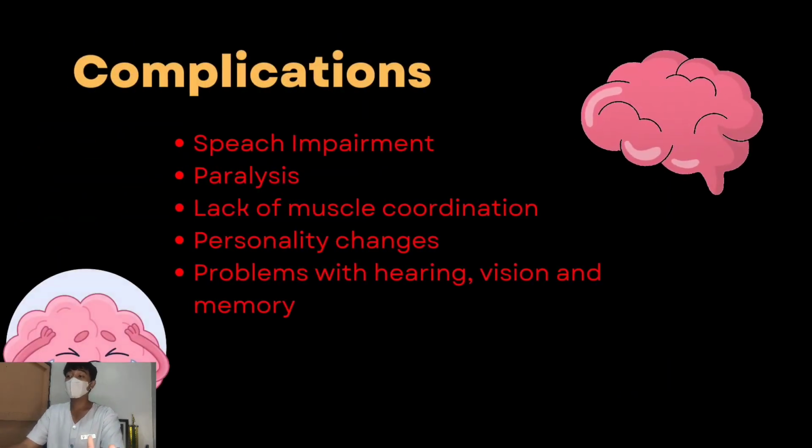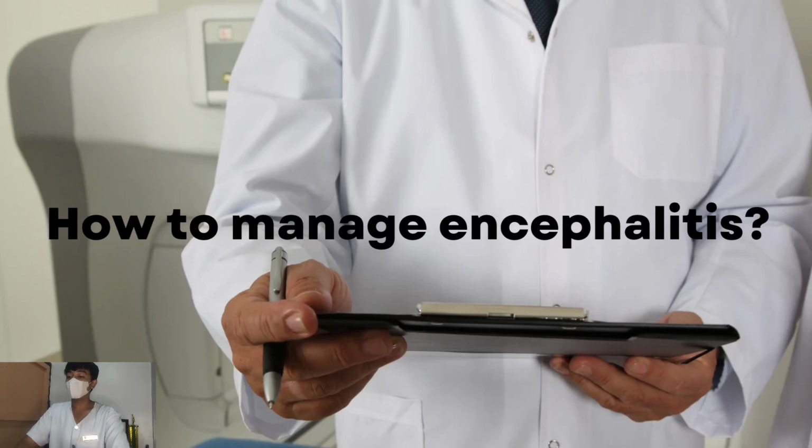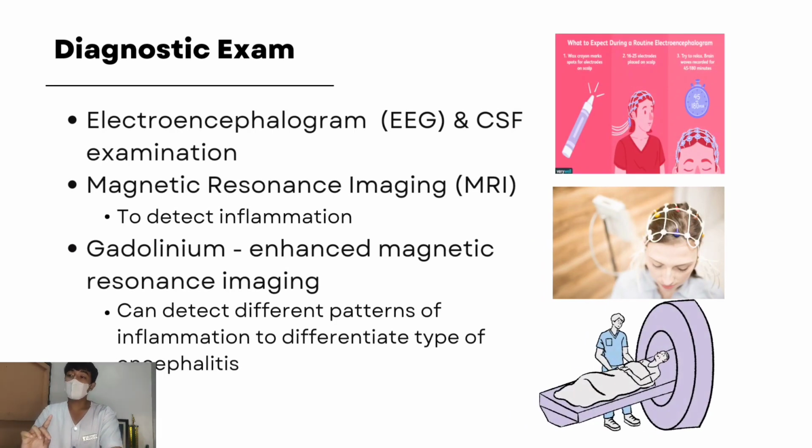Complications: speech impairment, paralysis, lack of muscle coordination, personality change, and problems with hearing, vision, and memory. So, how to manage encephalitis? Diagnostic exam: electroencephalogram or EEG and CSF examination. An EEG can be used to help diagnose and monitor a number of conditions affecting the brain.